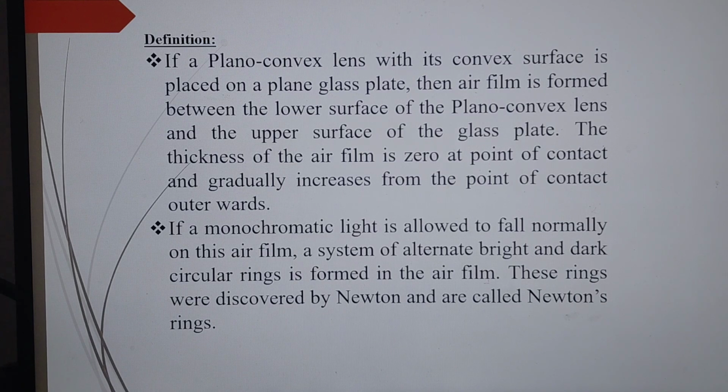Monochromatic light is allowed to fall normally on the air film, and a system of alternate bright and dark circular rings is formed in the air film. These rings were discovered by Newton, so that is why we call them Newton's rings.